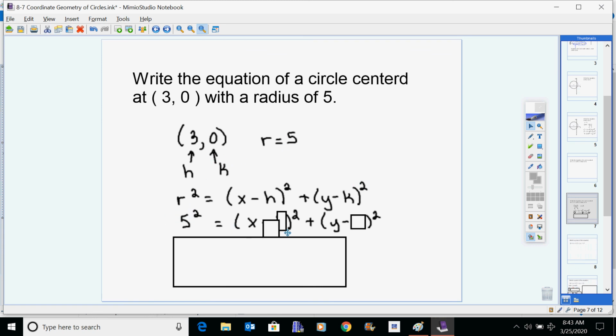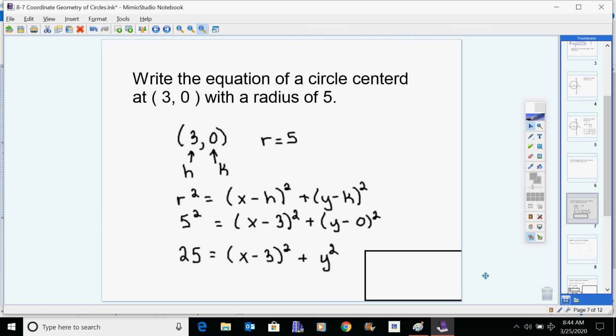R is 5, h is 3, and k is 0. So 5 squared becomes 25. Y minus 0 is itself. And so y minus 0 being itself, you've got y squared. X minus 3 squared plus y squared equals 25. And your final answer just looks like this.